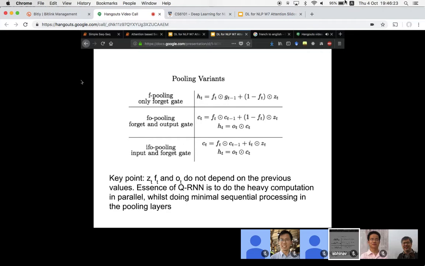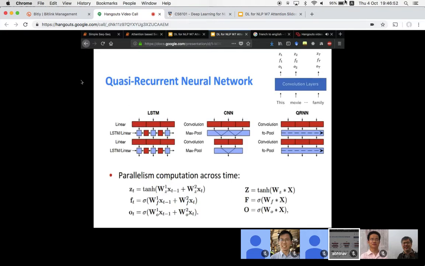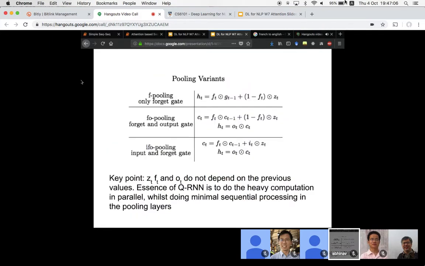So the top one is only the forget gate. We have the output vector, forget gate, and the output gate. The first one only uses the forget gate to find the new state. The second one, these are just different variables that you can use, will use the output as well, and the third one uses the input and forget gate and output gate as well. So the key point here is essentially that these three vectors that are being output from the convolutional layer aren't relying on previous time steps in order to calculate them. So you can parallelize finding all these different vectors from the data in one go. And all the sequential processing is happening in this layer here to calculate the hidden state.